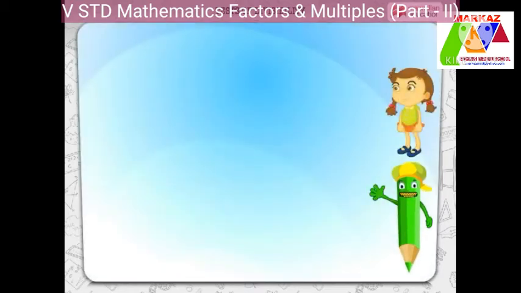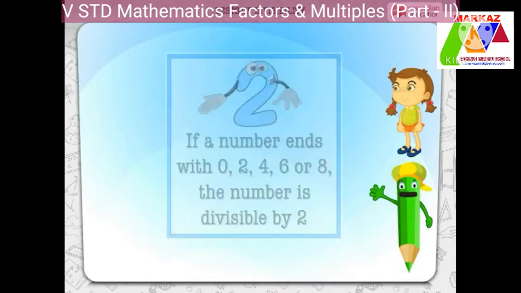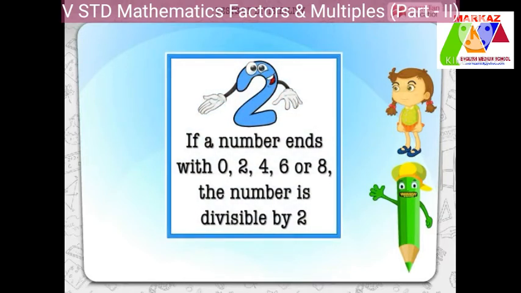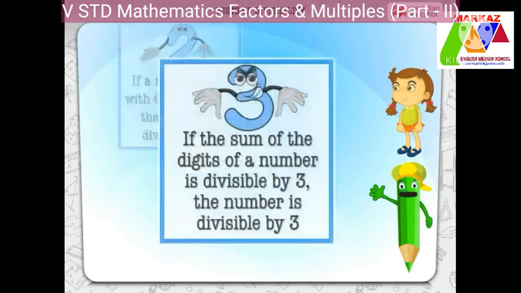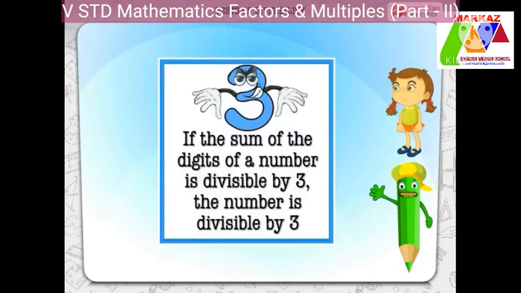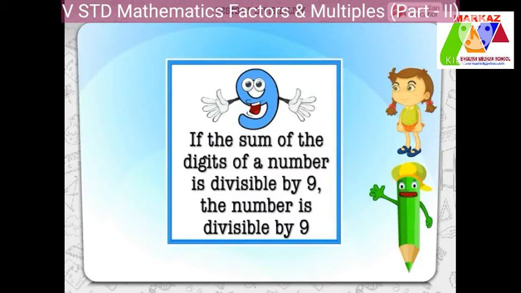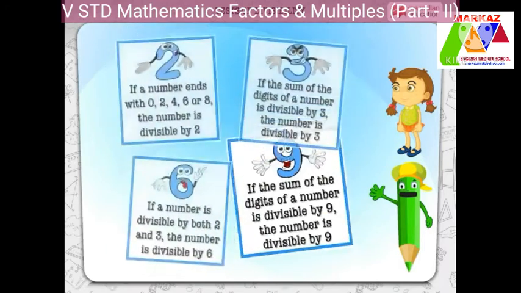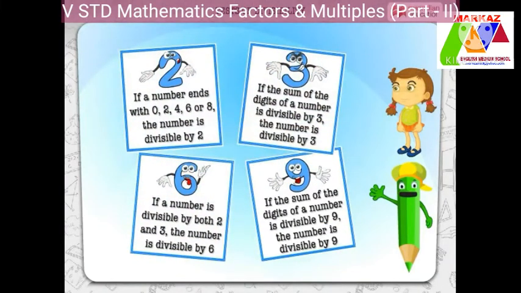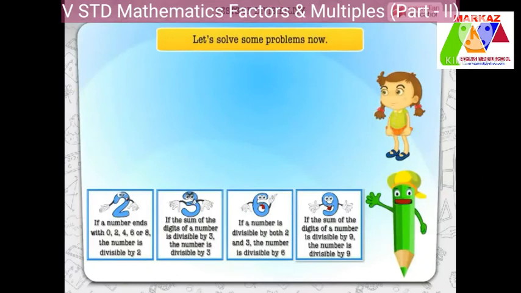Well, let me share some divisibility tricks with you. If a number ends with 0, 2, 4, 6 or 8, the number is divisible by 2. If the sum of the digits of a number is divisible by 3, the number is divisible by 3. If a number is divisible by both 2 and 3, the number is divisible by 6. If the sum of the digits of a number is divisible by 9, the number is divisible by 9. Let's solve some problems now.